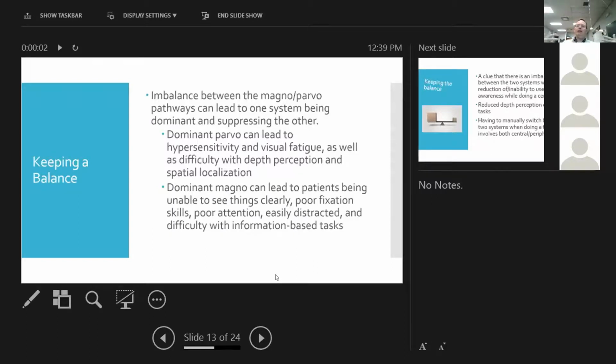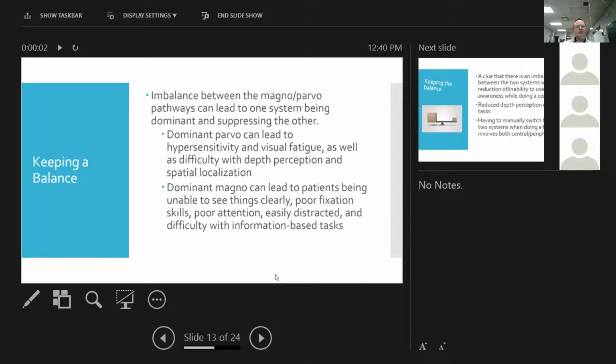Usually they're very highly sensitive, okay? They'll be sensitive to lights, sensitive to motion, sensitive to all these different things, and they're really off with their depth perception because they're not utilizing that magno. If they have too much magno, which is me, okay? I have to sometimes pull myself in, then they're unable to see things clearly because they have poor fixation, because they're willing to just see stuff in their periphery more than actually look at it.